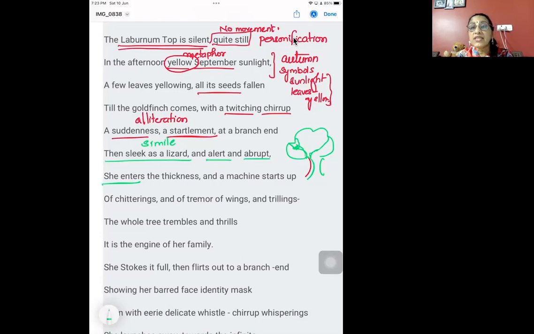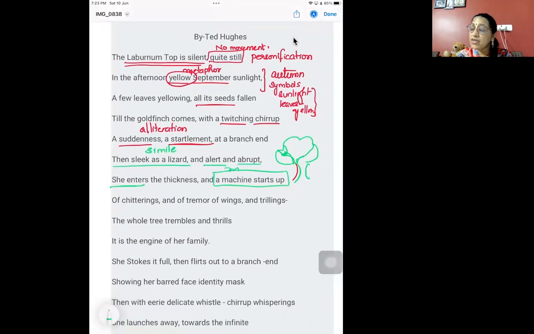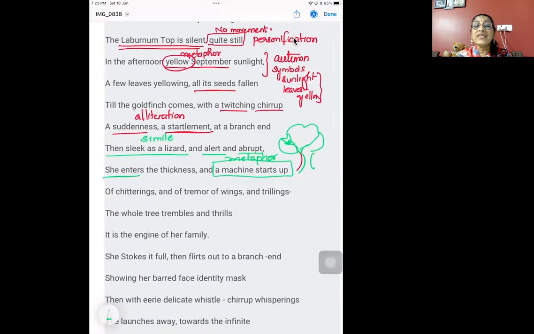And a machine starts up. Again a very symbolic one. What is the meaning of machine? Here it is not the machine. It means the entire family of goldfinches chirruping, chattering. Their chirping makes it feel as if a machine is running. It's again a metaphor of chitterings and tremor of wings and trillings.